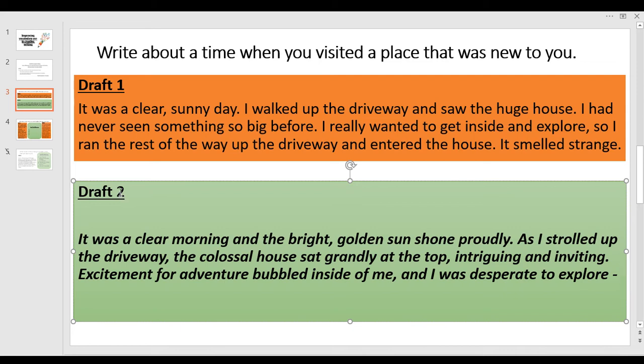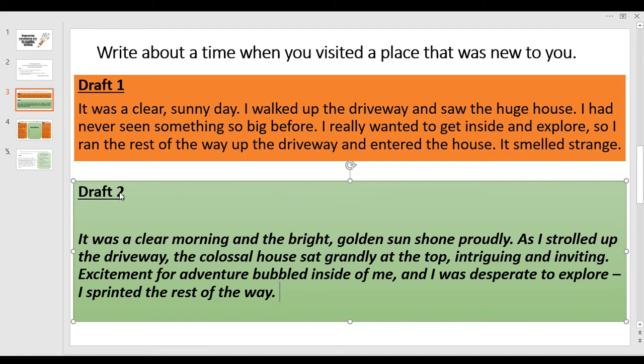So we're going to use I sprinted, extremely fast, faster than just running. I sprinted the rest of the way. That full stop there. Again, we're going to vary our sentence structure as we continue here.